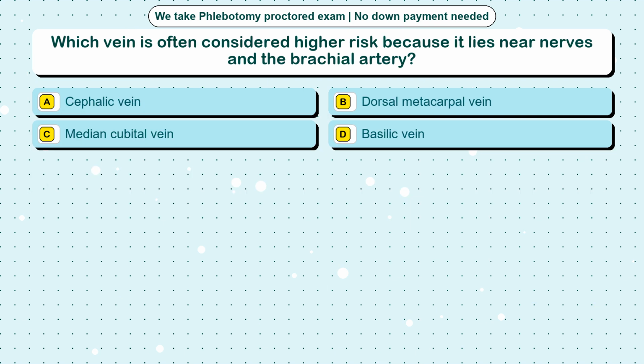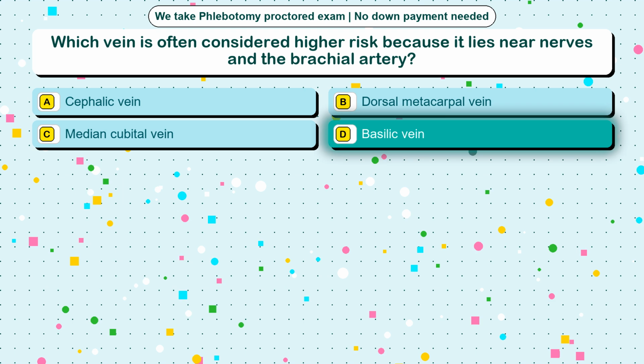Question 23. Which vein is often considered higher risk because it lies near nerves in the brachial artery? Option A, cephalic vein. Option B, dorsal metacarpal vein. Option C, median cubital vein. Option D, basilic vein. The correct answer is option D, basilic vein.